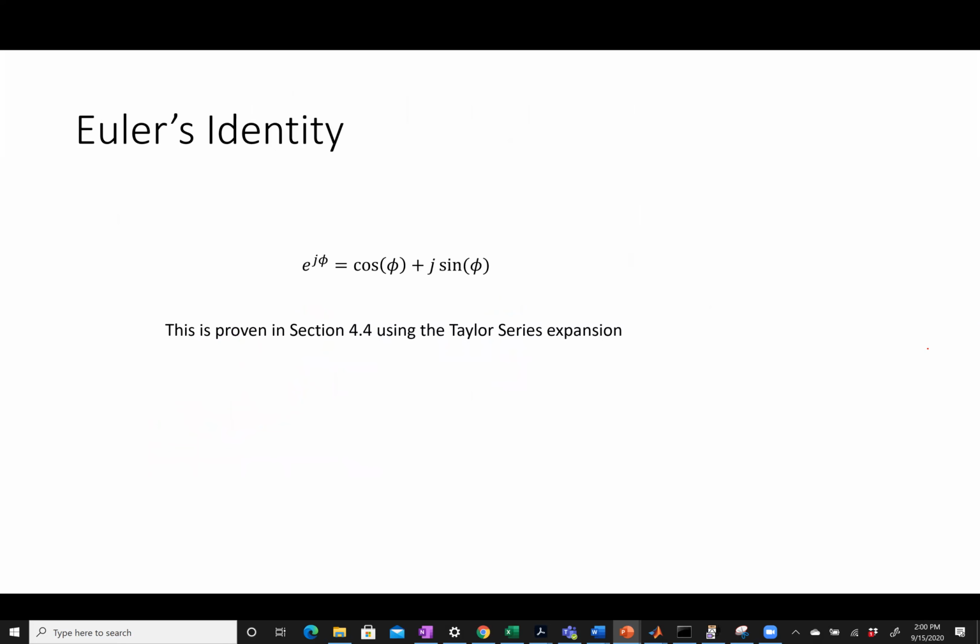All right, now, to be able to talk about multiplication and division, what I'm going to introduce here in our last 15 minutes is something I talked about at the very beginning, which is this idea of what I call Euler's identity. There is this relationship that exists. I'm not going to prove it here. You can look in section 4.4 in the book to prove how e to the j angle is equal to cosine angle plus j sine angle. That can be proven using the Taylor series expansion of cosine and sine.